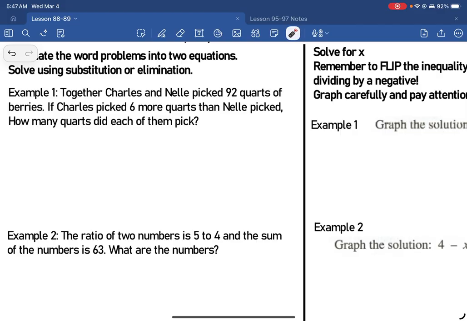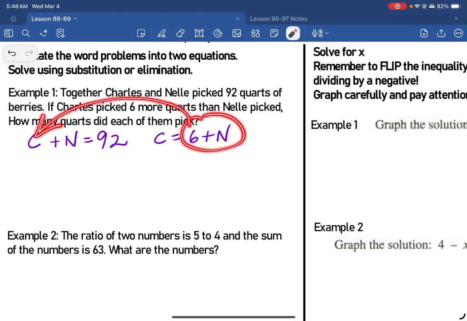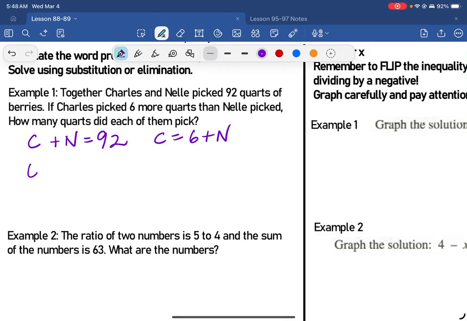All right, so notice we have two variables again. We have Charles and we have Nell, and together they picked 92 quarts of berries. But they're saying that Charles picked 6 more than Nell. How many quarts did each of them pick? So we're going to substitute this right here. All right, so we have 6 plus n plus n equals 92. We're going to combine like terms, so we have 6 plus 2n equals 92.